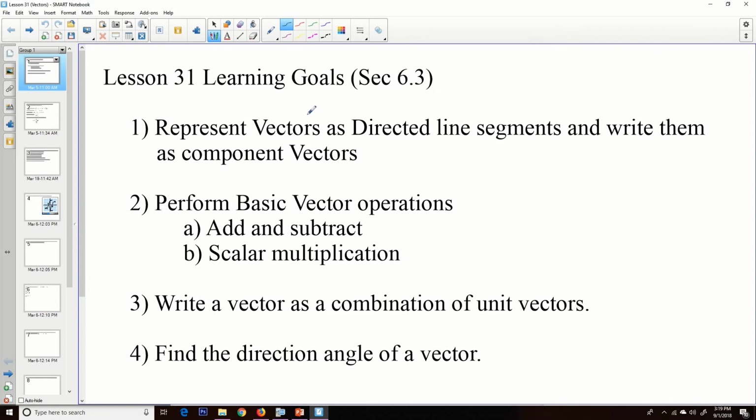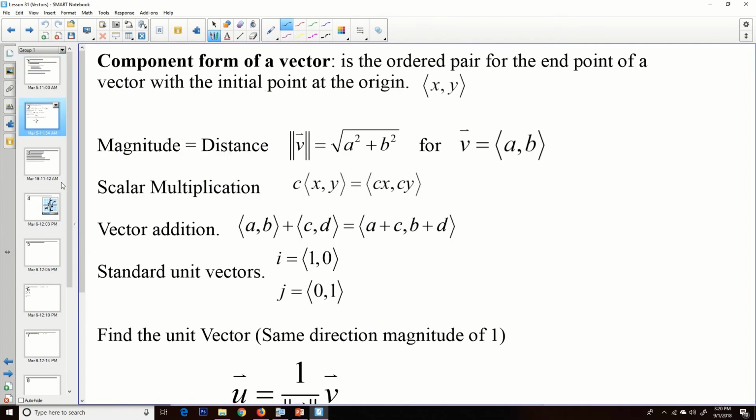We're going to represent vectors as directed line segments and write them as component vectors. We're going to perform some basic vector operations: add and subtract, scalar multiplication. We're going to write a vector as a combination of unit vectors, and we're going to find the direction angle of a vector. So what is a vector?